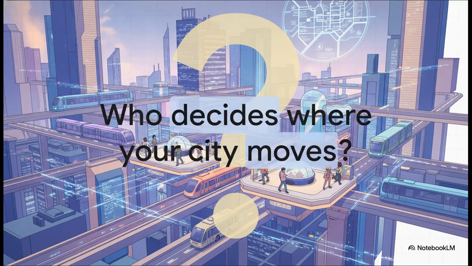Which leaves us with this final, kind of provocative thought. If your personal travel decisions are almost completely dictated by the time and cost engineered into these nodes, well, who really decides where your city moves? Are you actually choosing your path, or is the architecture of the network gently guiding your daily life? Next time you tap your card at a terminal or rush through an interchange, take a second to look at the map. Think about the invisible matrix moving you and your city forward.